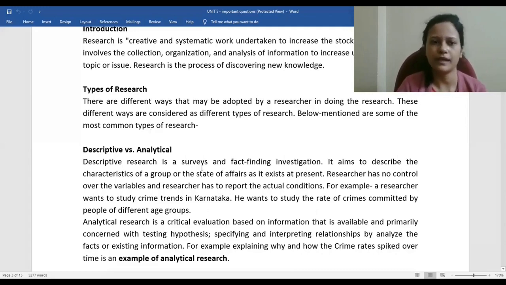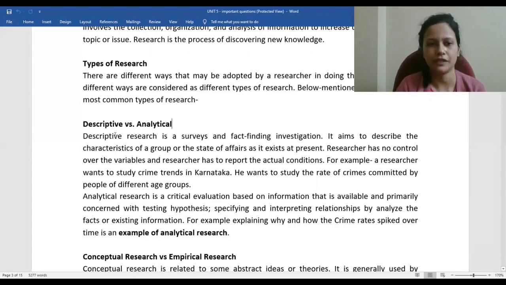Okay, so yeah. Manav, is it clear? Yes, ma'am. Okay. So now what are the different types that we have? First one is descriptive versus analytical. So what is descriptive research? As the word itself suggests, it is to describe something. Right? Descriptive research is to describe something.